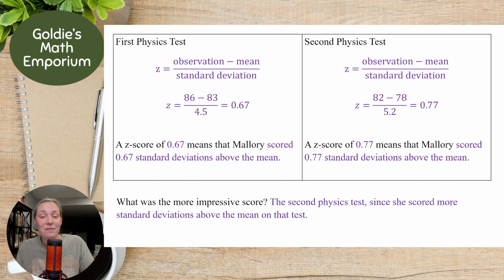Well, it was the second physics test, actually, because she scored more standard deviations above the mean on that test. Because remember, in a normal distribution, you're centered at the mean, and the more standard deviations out you are, the farther away from the mean you are. So if you have more standard deviations above the mean, that means you're scoring higher relative to the rest of your classmates. So the second physics test was the more impressive score.